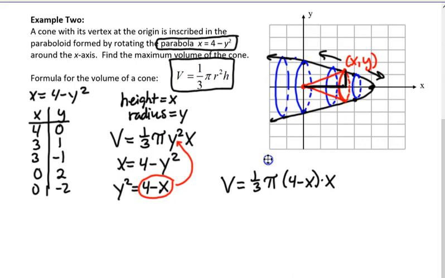Now I could simplify that a little, or I could leave it alone, either one. And now I know that I'm going to put this in my calculator as f of x equals 1/3 pi times (4 minus x) times x. And I'm going to maximize this particular, and it turns out to be a parabola because it's just an x squared equation. I'm going to maximize this parabola and find out the maximum area of the cone. So we're ready to type this into the calculator now.